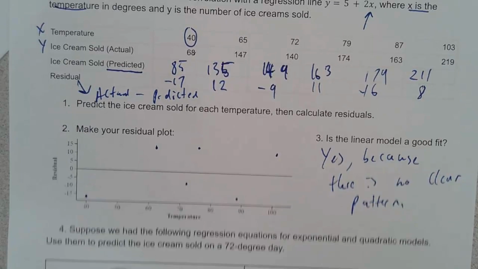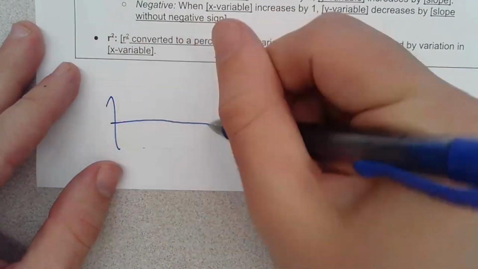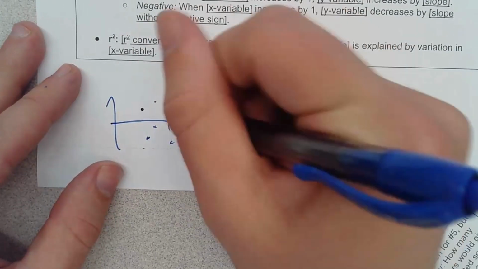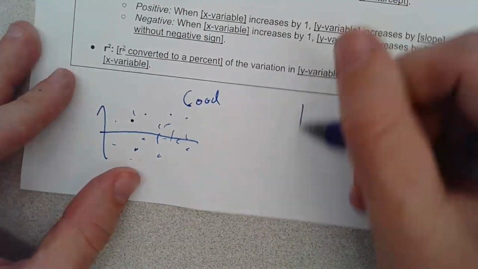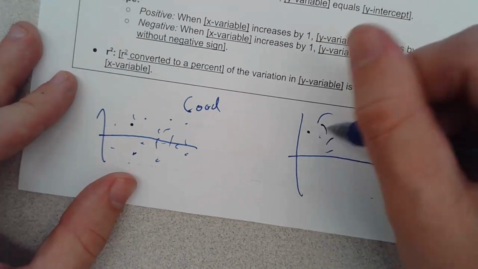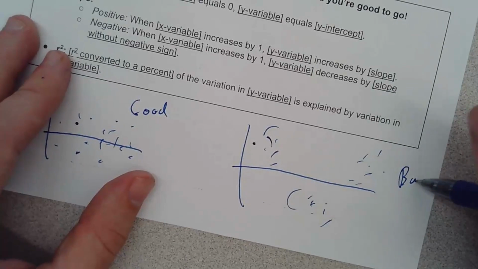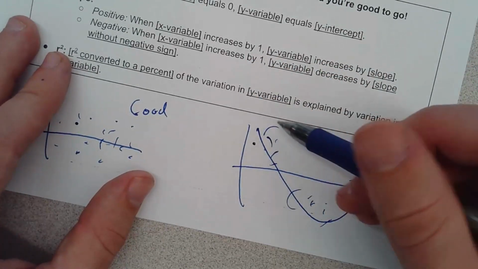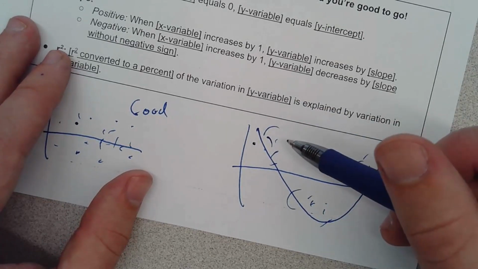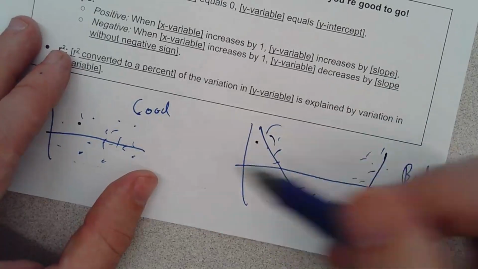I can show an example of a good and bad one while I'm here. Remember, good ones are even on both sides, with no pattern, something like this. This is good. A bad one might look like this, a lot up here, then a lot down here, and then a lot up here. This is bad because it's showing that pattern, a lot of under predictions, then a lot of over predictions, and a lot of under predictions. That's not good. You want it to be even on both.